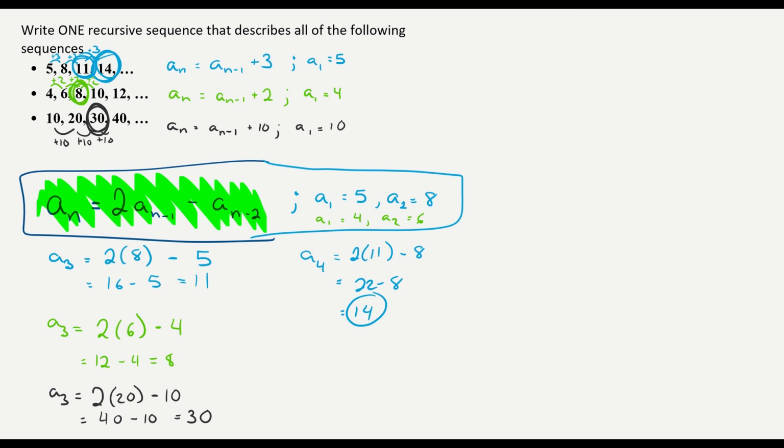Okay, so there's the basics of understanding recursive sequences, trying to write a recursive rule, and also using a recursive rule to write the sequence itself.